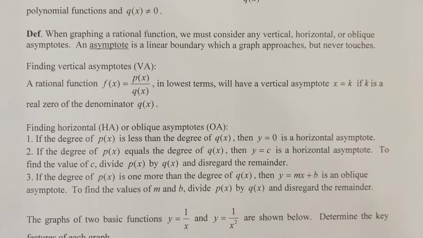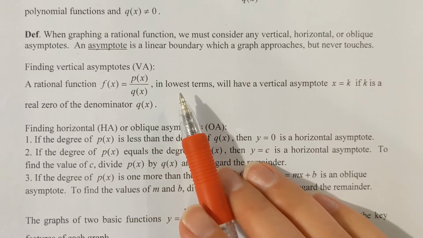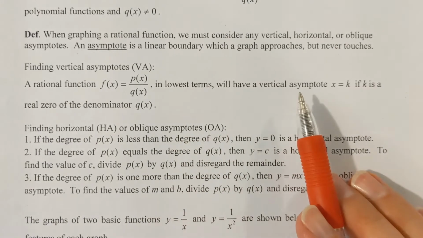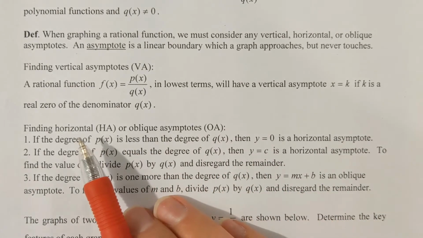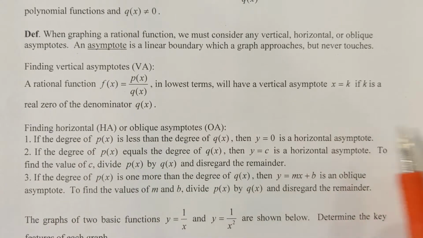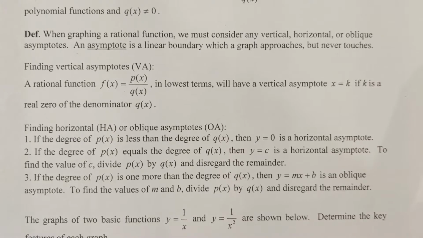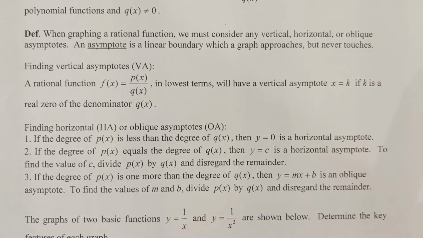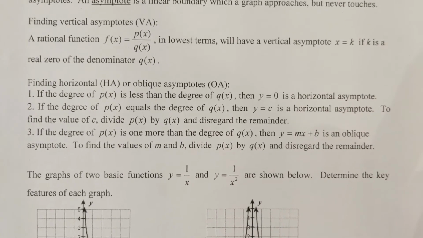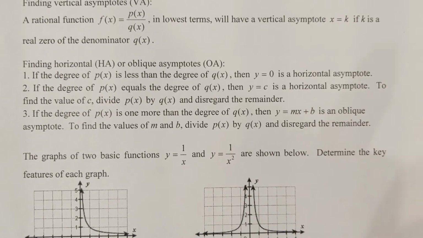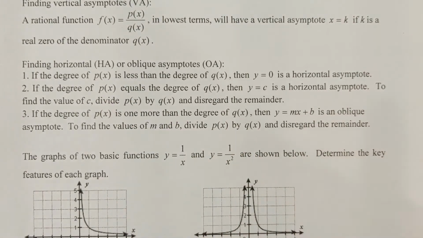So to find a vertical asymptote, you're going to first make sure that the function is in lowest terms, and the function will have a vertical asymptote at the equation x equal k if k is a real zero of the denominator q of x. We'll be able to get the equations of the asymptotes right away just by simply knowing the domain of the function. Any numbers that we throw away as a result of the domain are going to create vertical asymptotes on the graph. To get the horizontal or oblique asymptotes, you're going to use one of these three items here.